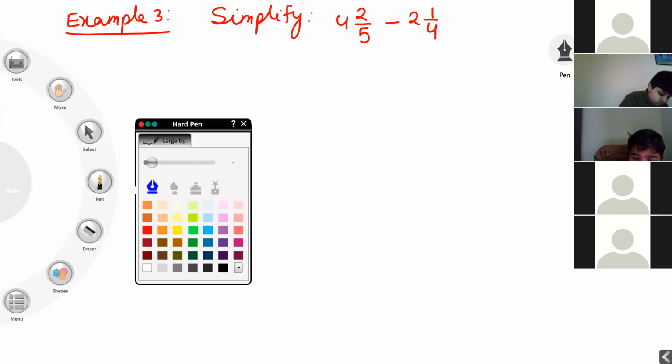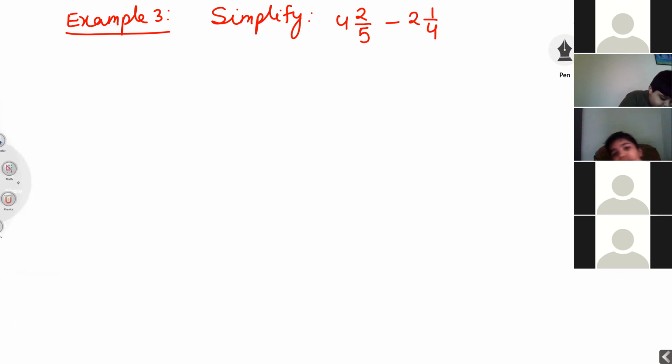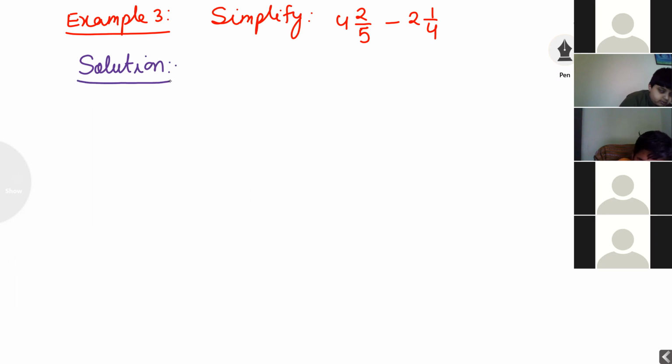Now, whatever fraction he has given, this is mixed fraction. We want to convert into improper fraction. How to convert mixed fraction into improper fraction? I have already explained in the previous class. Denominator multiplied by whole number plus numerator. Now, question he has given 4 integer 2 by 5 minus 2 integer 1 by 4. Denominator is 5. 5 4s are 20, 20 plus 2, 22. 22 by 5 minus, 4 2s are 8, 8 plus 1, 9. 9 by 4.